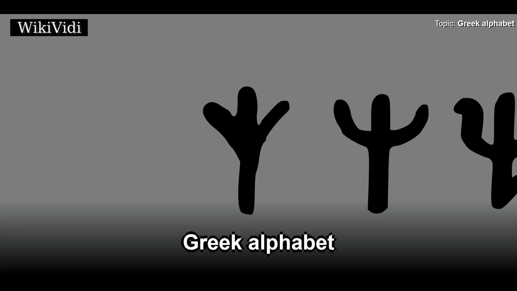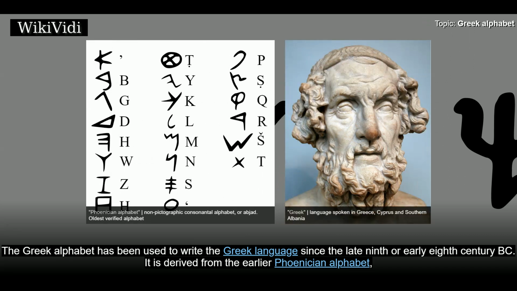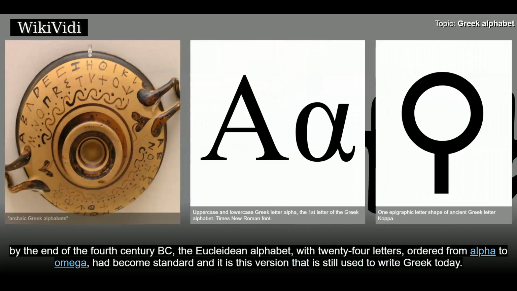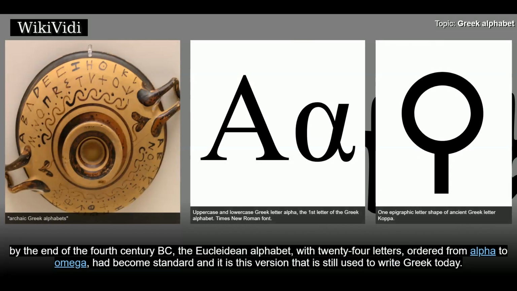Enjoy. Greek alphabet. The Greek alphabet has been used to write the Greek language since the late 9th or early 8th century BC. It is derived from the earlier Phoenician alphabet, and was the first alphabetic script to have distinct letters for vowels as well as consonants. In archaic and early classical times, the Greek alphabet existed in many different local variants, but, by the end of the 4th century BC, the Euclidean alphabet, with 24 letters, ordered from alpha to omega, had become standard, and it is this version that is still used to write Greek today.